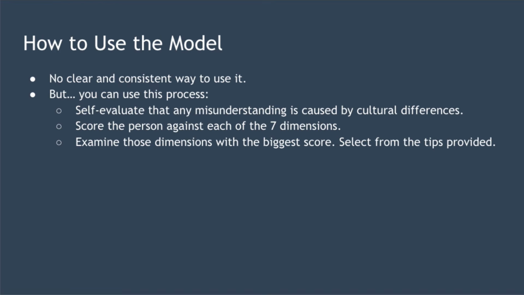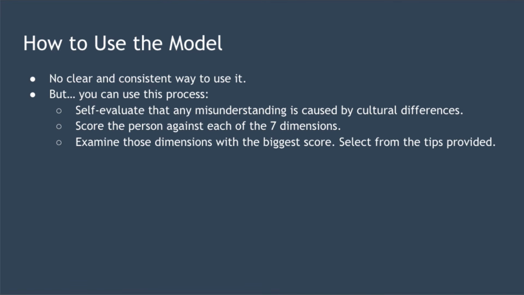So we've just covered all of the 7 dimensions, but how do you actually use the model? Well, unfortunately, the model has no clear and consistent way to use it. But here's a very simple process you can use to start making use of the model. So first, self-evaluate that any misunderstanding is at its root caused by cultural differences, and you might want to use a tool like the 5 whys to do this. I'll include a link to that video that we have on that below this video.